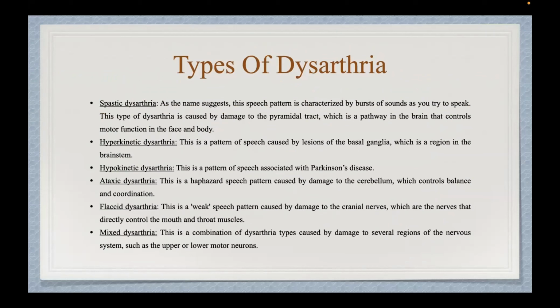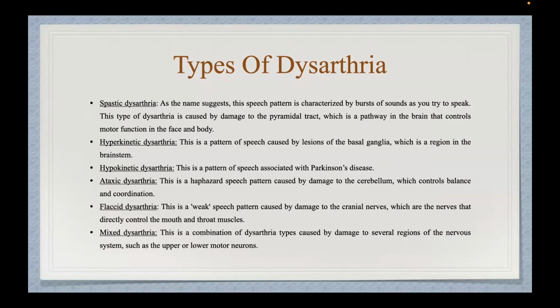So I've mentioned just a few types over here. Spastic dysarthria, as the name suggests, is a speech pattern characterized by bursts of sound as you try to speak. The patient tries to speak, but there's damage to the pyramidal tract, so the speech is not proper. Hyperkinetic dysarthria is speech caused by a lesion of the basal ganglia region of the brainstem.